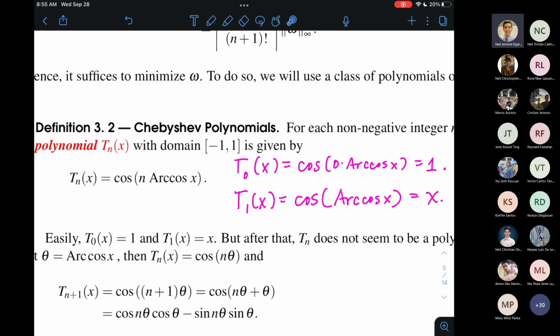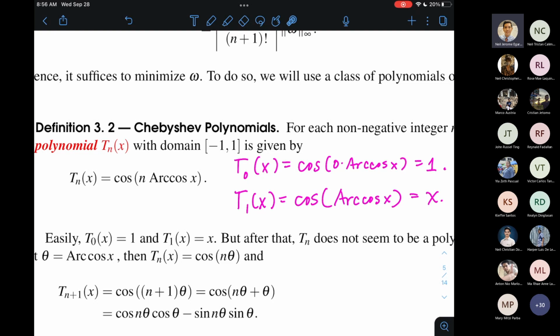Kasi si x ay nagiging input muna sa arccos ni x. And remember, ang arccosine, ang domain niya lang ay negative 1 to 1. That's why we cannot accept as input to the Chebyshev polynomial a number greater than 1 or less than negative 1, kasi dun muna siya papasok sa arccosine, undefined yung arccosine outside the interval negative 1 to 1. Kaya restricted yung domain ng Chebyshev polynomials from negative 1 to 1.